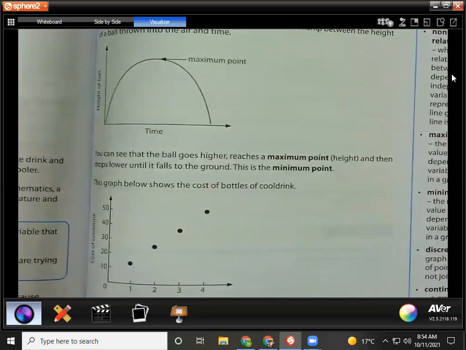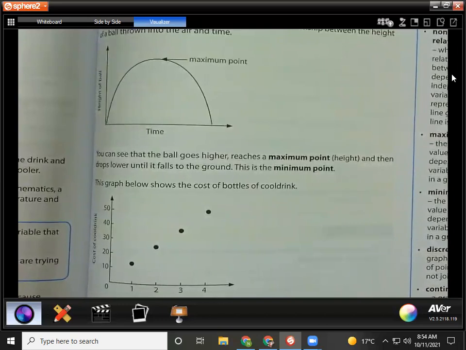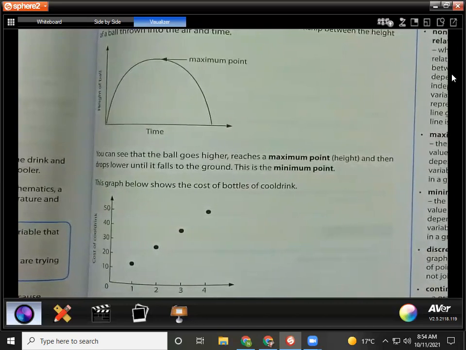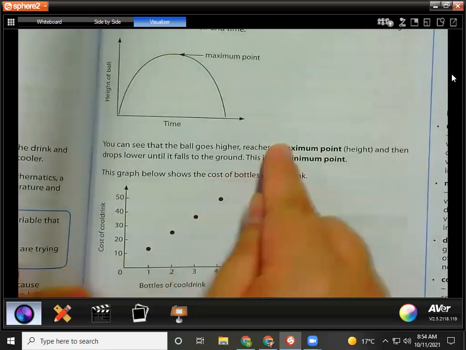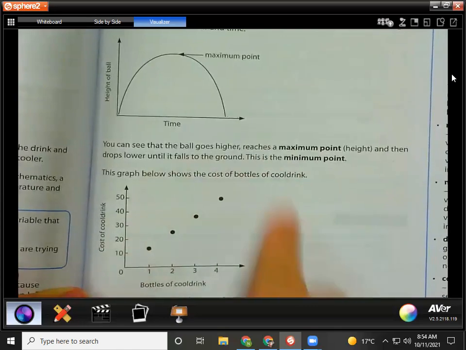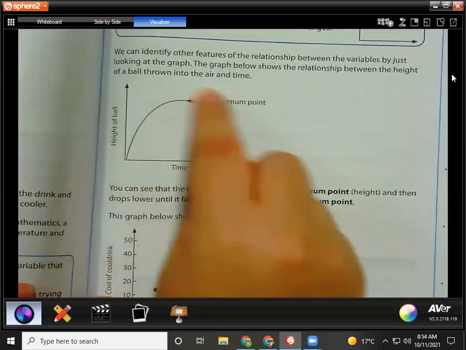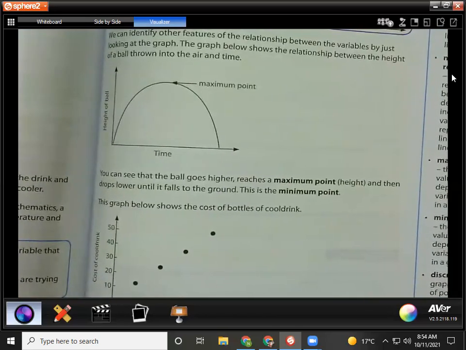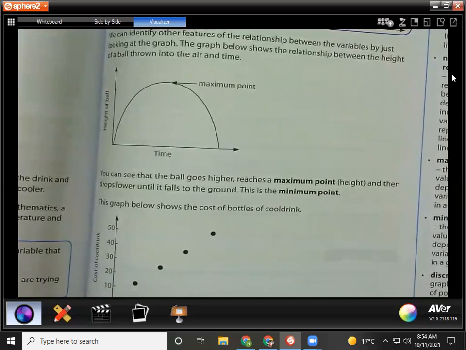Yes, they don't have meaning, right? Can you buy 1.5 bottles of cool drink? Hey? No, you go to the shop, you buy 2 bottles of Coke or you buy 3. You can't buy 2.5, right? So the spaces in between these dots don't actually have meaning if we're looking at the specific scenario. Okay, correct. This one, all of these values would have meaning because, guys, is the ball going to jump from your hand and then all of a sudden it's 1 meter above your hand and then it's 2 meters above your hand?